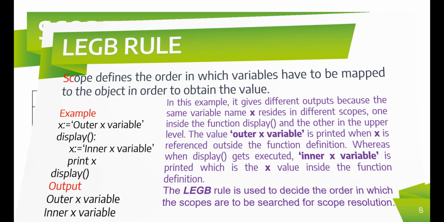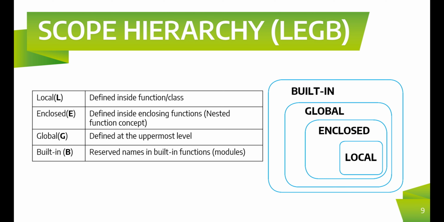Next, here scope hierarchy. Here the scope hierarchy is nothing but simply the expansion of this LEGB. Many people are asking that question, right? Here the LEGB is nothing but L for local, E for enclosed, and then G for global. Finally, B for built-in, that's why it's called LEGB.